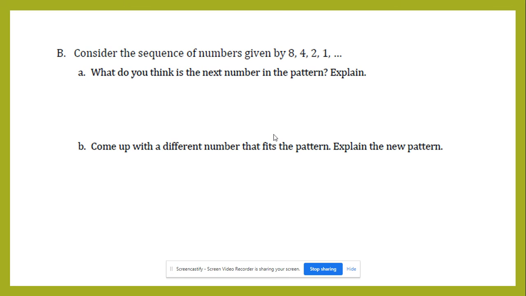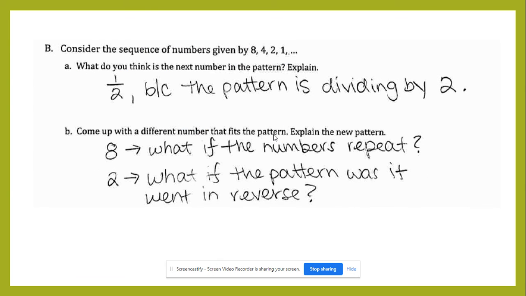And can you figure out another way to think about this pattern? Because I told you there's more than one way. The first pattern that my brain sees is that every time we go to the next number, it's being divided by 2. You can also say multiplying by 1/2. You're still going to get 1/2 as my next number in the pattern.